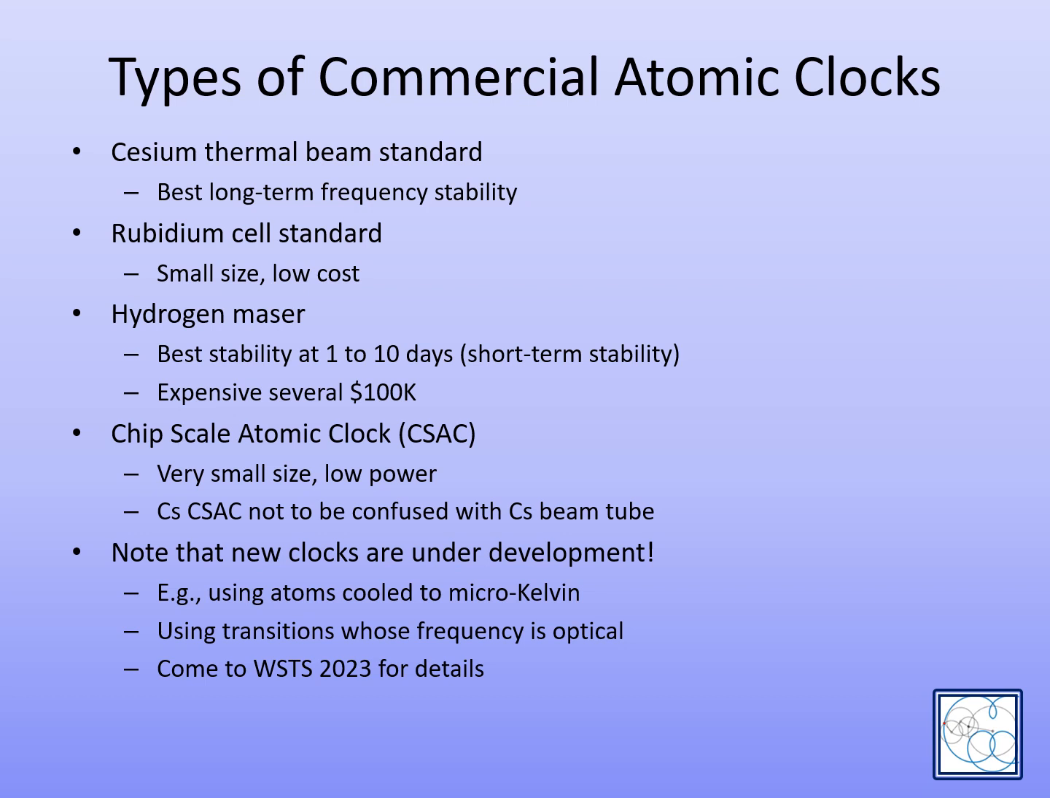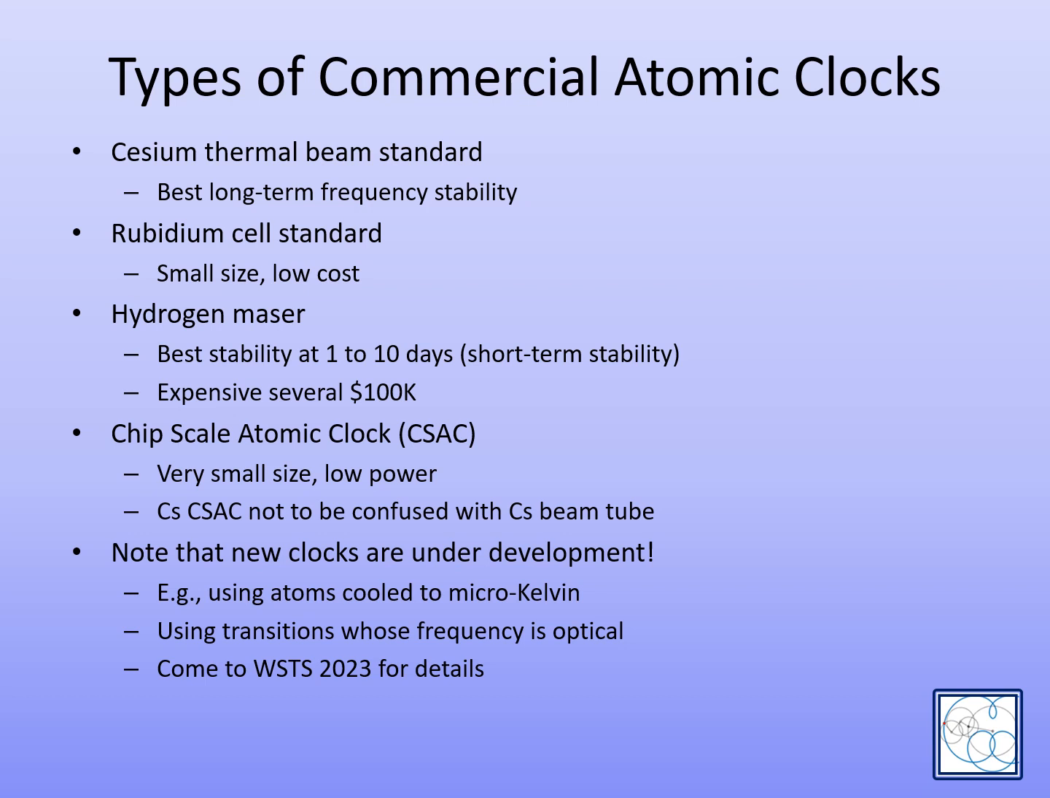More recently, there's this chip scale atomic clock, which is very small size and weight and power. Don't confuse the CSAC, which can be either cesium or rubidium, with either the cesium thermal beam standard or the rubidium cell. And there are new clocks under development, for example, using atoms that are cooled to within millions or thousands of a degree of absolute zero. That's the Kelvin. A microkelvin is a millionth of a degree above absolute zero.